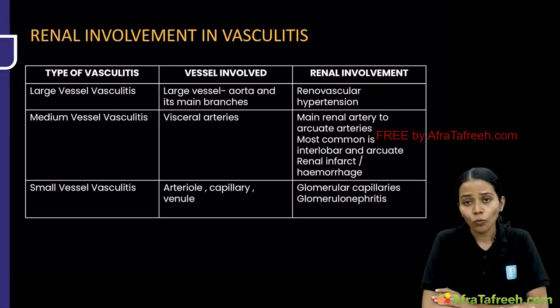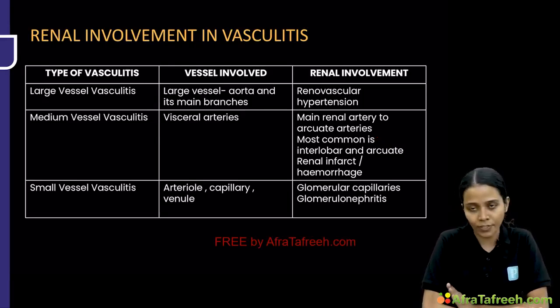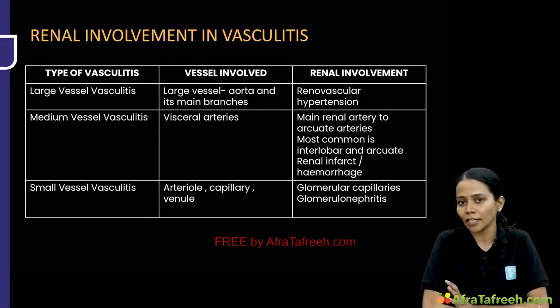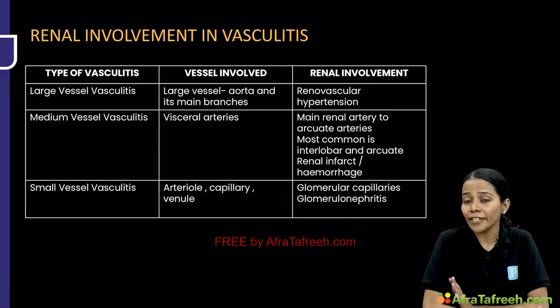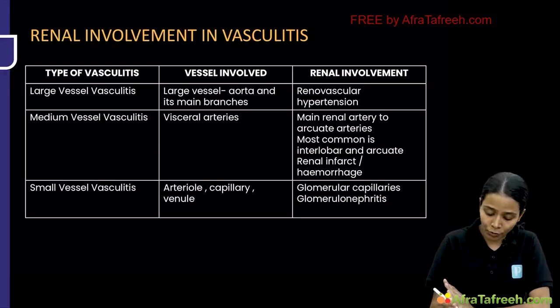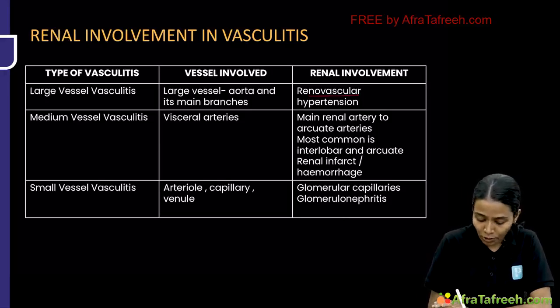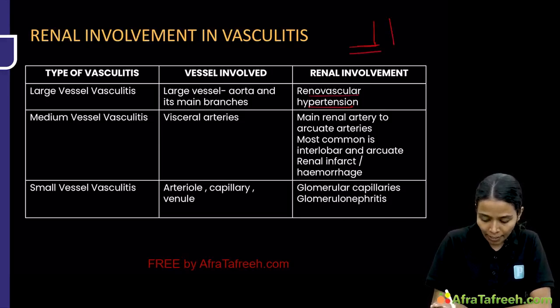Now, coming to what is the renal involvement seen in each of these vasculitis? Like large vessel vasculitis, we know it involves the aorta and main branches, something like Takayasu arteritis. So, if it has to involve the kidney, how is it going to cause it? It is going to cause renovascular hypertension. So, we know that at the origin of the renal artery, it can cause some inflammation and renal artery stenosis leading to renovascular hypertension, right?